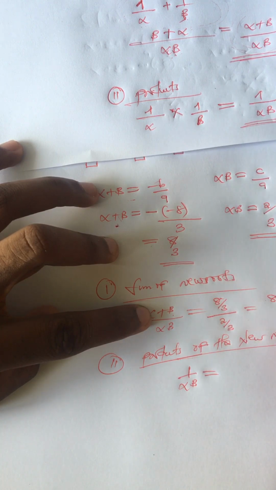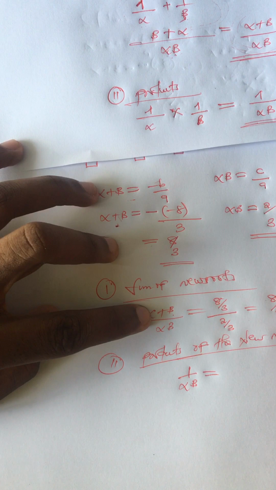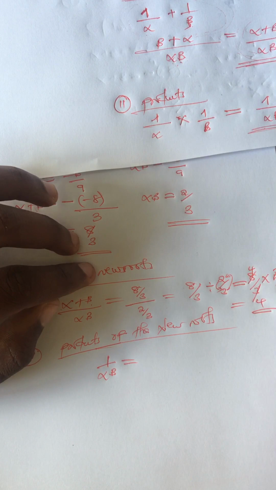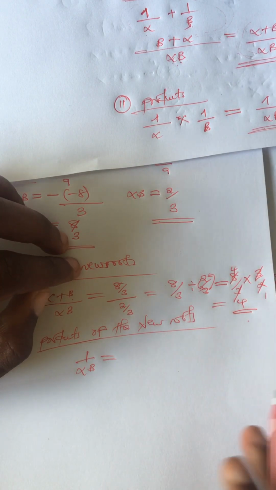Then this can also be written as 8 over 3 divided by 2 over 3. Then if we change the sign there to a multiplication, the denominator becomes the numerator and the numerator becomes the denominator. So you have something like 8 over 3 times 3 over 2. Then the 3s cancel, and 8 over 2 gives 4. So here we remain with 4.